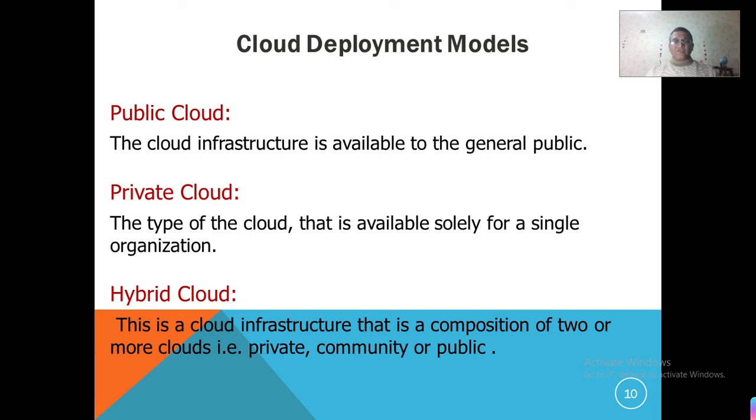So far we have discussed what exactly cloud computing is, how we define it, and its important characteristics. We talked about the service models and the deployment models. So now we have a small understanding and overview of cloud computing. Let's move to the next part.